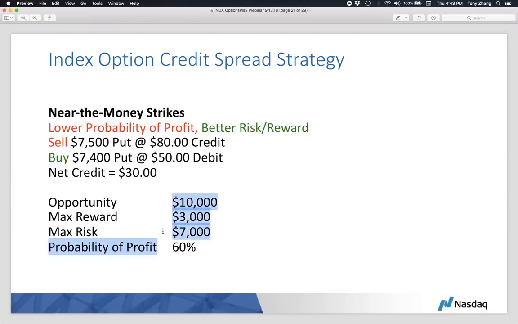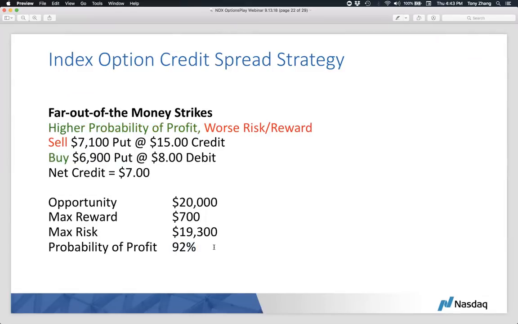Your max risk is the rest of that opportunity. So the difference between 3,000 and 10,000 is 7,000. So that's your max risk. And the probability of profit on these types of trades is usually in the 60% range, 60, 65% range. These are the types of numbers that you should be used to seeing when you're selling these near the money strikes. Conversely, if you're selling far out of the money strikes, these are the high probability trades with significantly worse risk rewards.